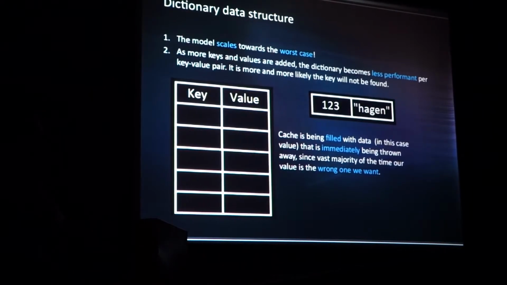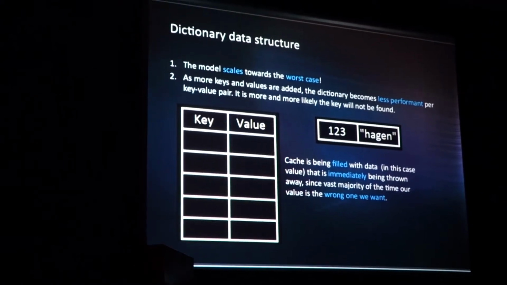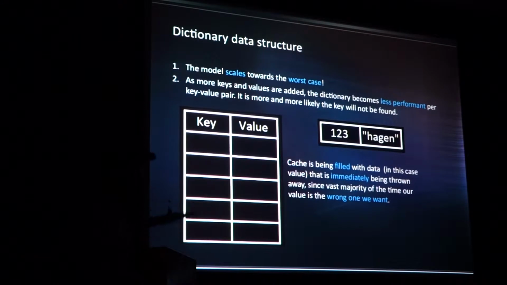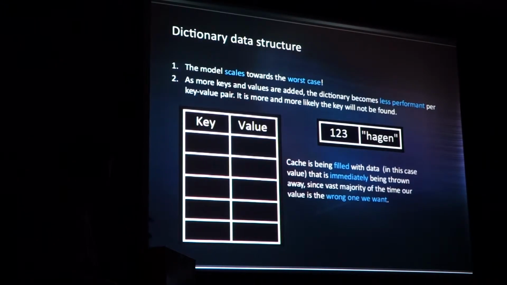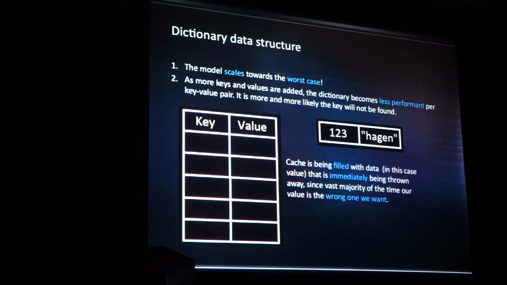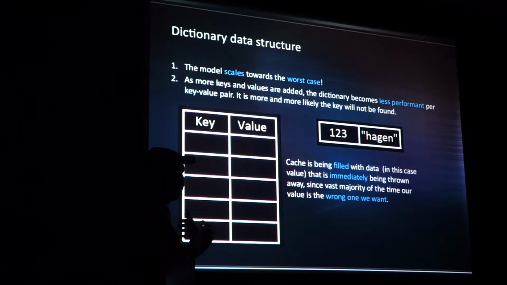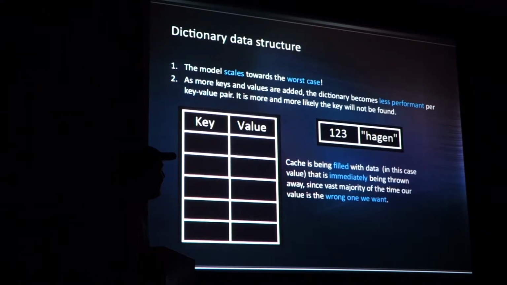It actually scales towards the worst case. As you add more keys and values to this dictionary in this memory model, it becomes less performant per key. There's less of a chance that we'll find the right one. It's more likely that the wrong key will be found. So in the key value pair model, your cache, your memory data, is being filled with all this giant expensive value data and then immediately being thrown away because it's not even being used, because it's the wrong one we want.